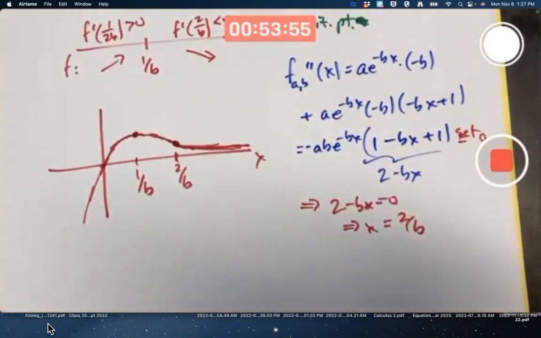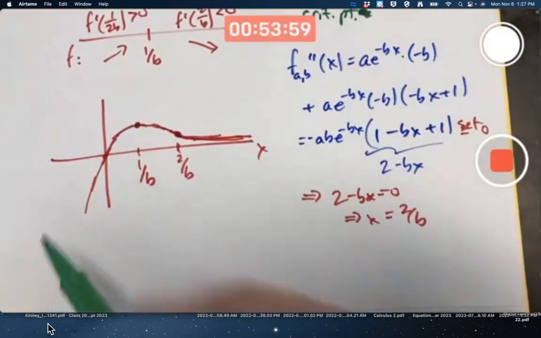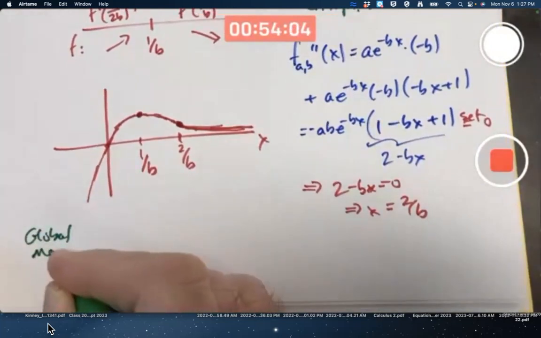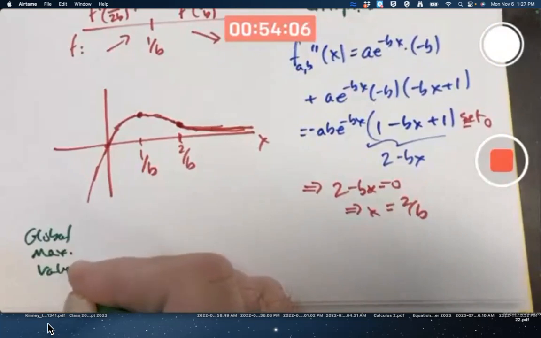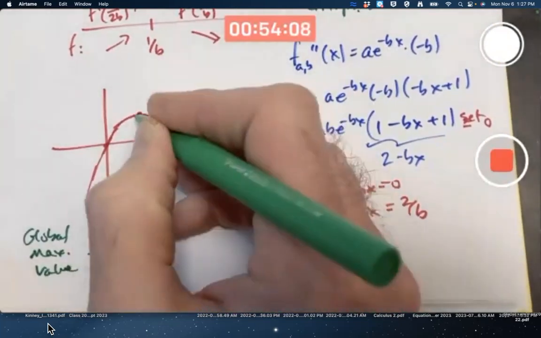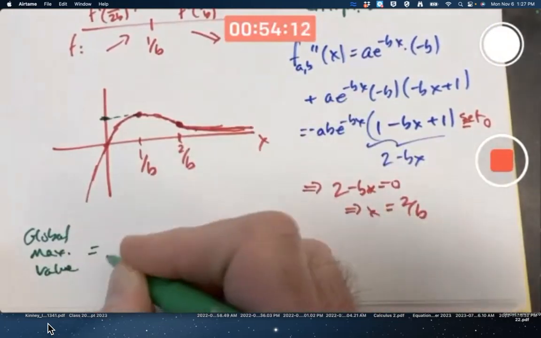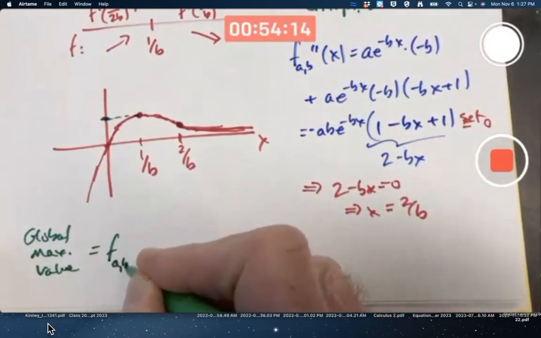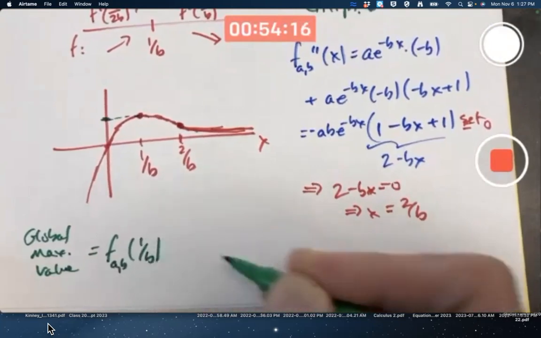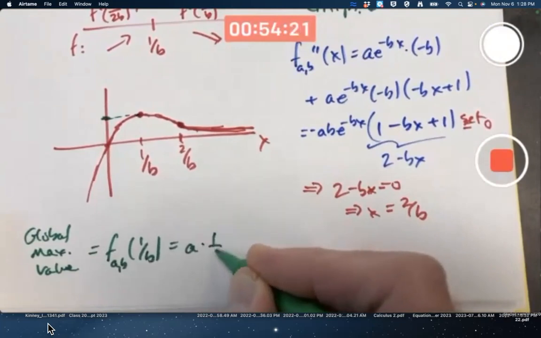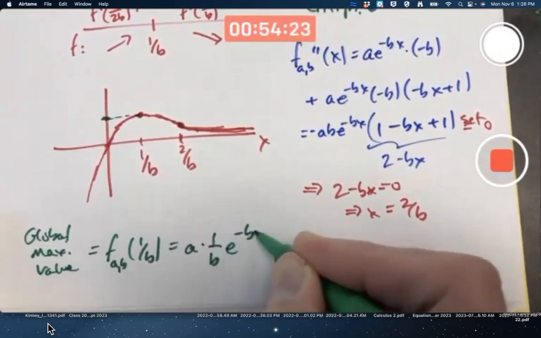If we were after the global max value, remember when I say put the word value on that, global max value, that means find the output of the maximum. What's the second coordinate of that point? Plug the critical point into the function. Not the derivative, not the second derivative, but the function. And here's what you would get.